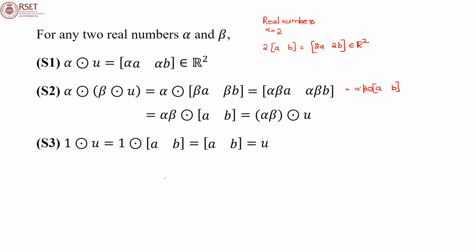What is S3? S3 is 1 dot u. 1 is the real number 1 here. We consider the real number 1. So 1 dot u is 1 dot (a, b), which is (a, b) itself. So 1 dot u is the same as u.